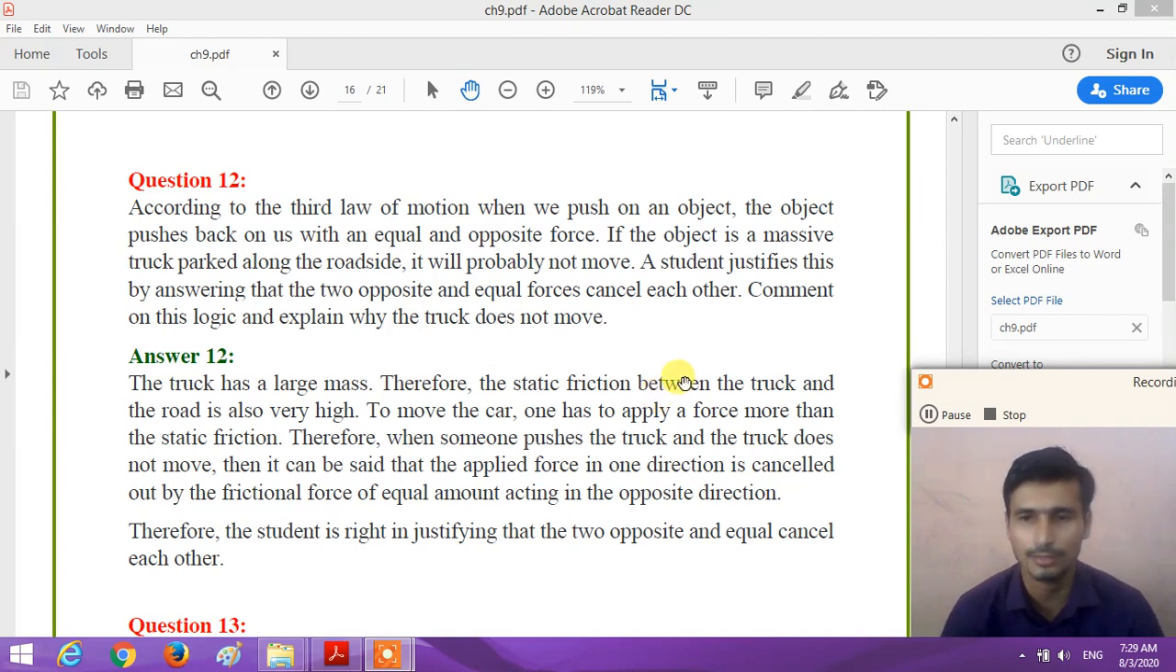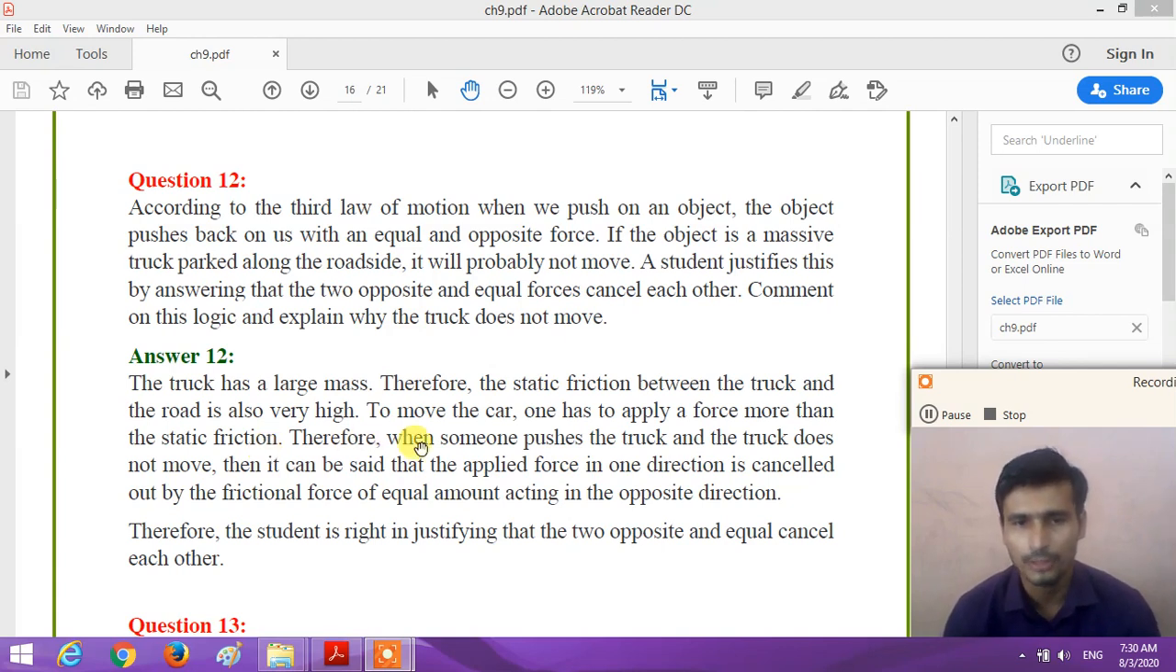So the answer to this question is: the truck has a large mass, therefore the static friction between the truck and the road is very high. To move the truck, one has to apply a force more than the static friction, right? To move a truck, we need to apply a force which is greater than the static friction. Because of the larger mass, here the static friction between the truck and the road is very high.